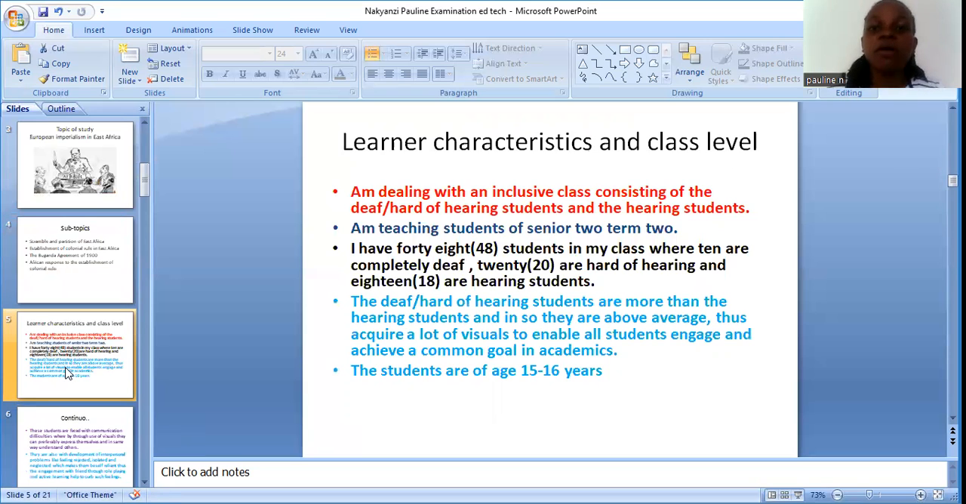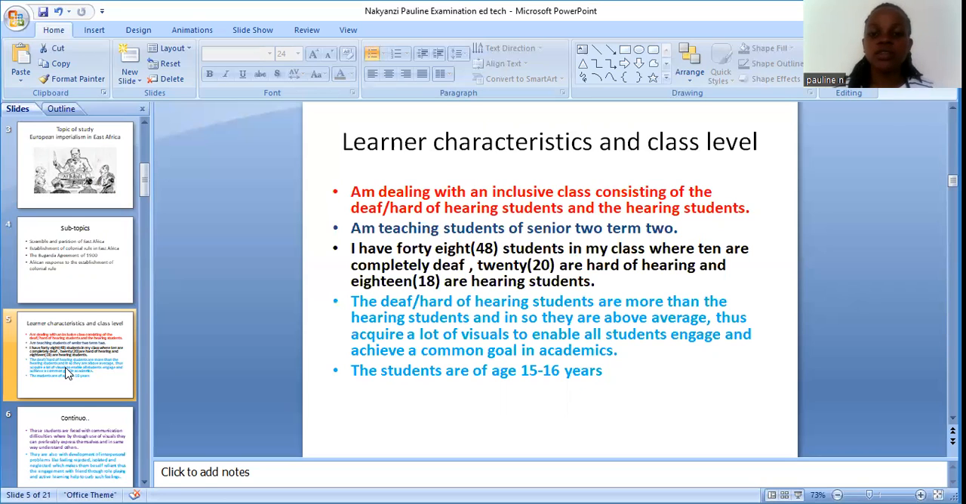To explain more about my class, the learners' characteristics and the class level: I'm dealing with an inclusive class consisting of deaf/hard of hearing students and hearing students. I'm teaching students of senior 2, term 2, and I have 48 students in my class, where 10 are completely deaf, 20 are hard of hearing, and 18 are hearing students.